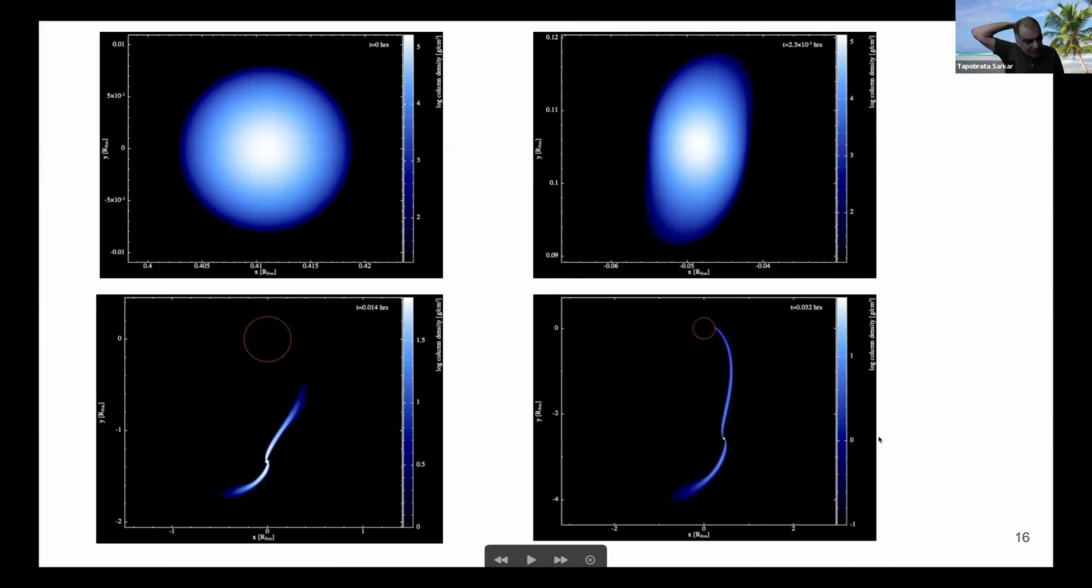This is an equivalent simulation for a one solar mass star with a 1,000 solar mass black hole, and this is actually for a white dwarf, a one solar mass white dwarf with a 1,000 solar mass black hole. Here, what we have done is we have taken the star to be on a parabolic trajectory, and we have shown one particular interaction of the star with the black hole. So these are some typical things which come up.